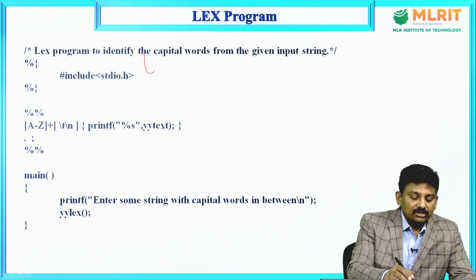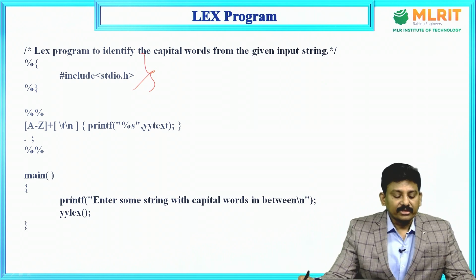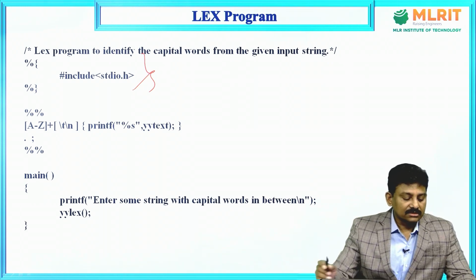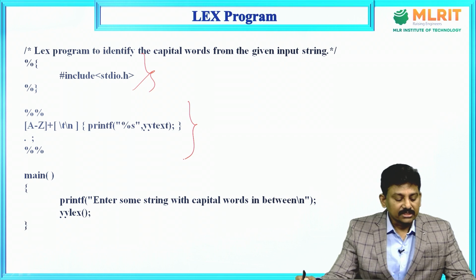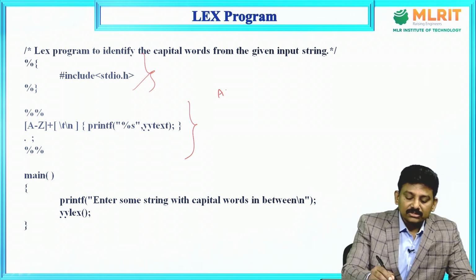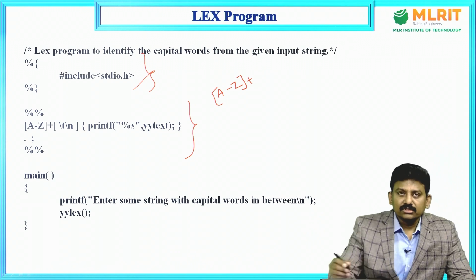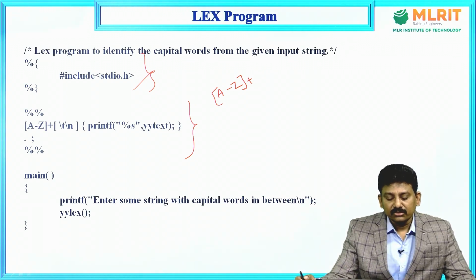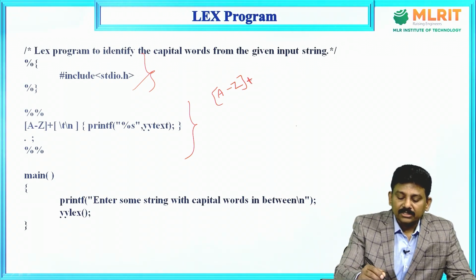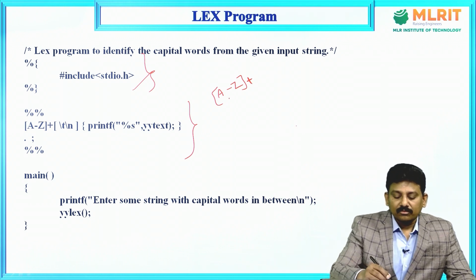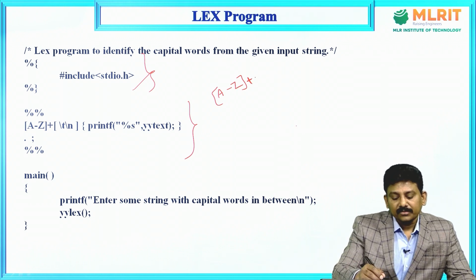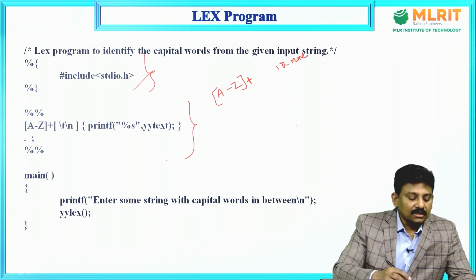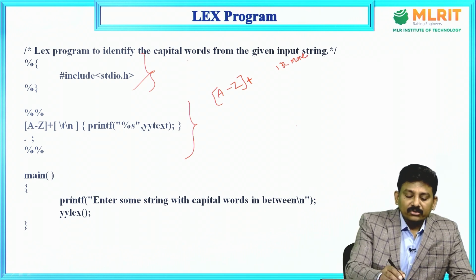As usual, the first part will contain header files included in the declaration section. Second part will contain a rule section. See, A to Z is the pattern, a regular expression followed by plus. So, A to Z is a range of alphabets A to Z followed by plus. Plus indicates the preceding letter will be occurring one or more times.